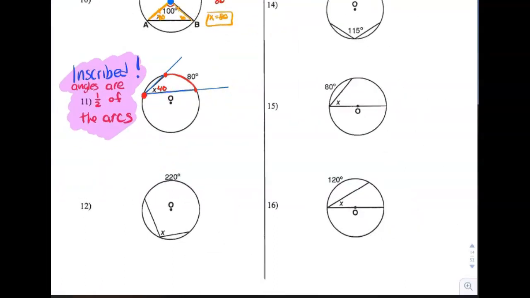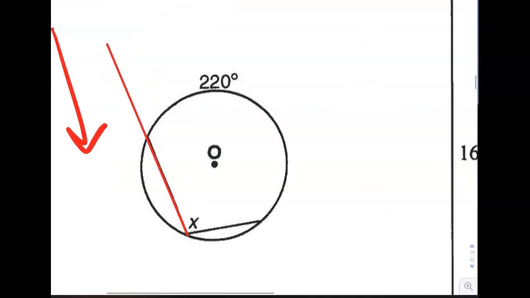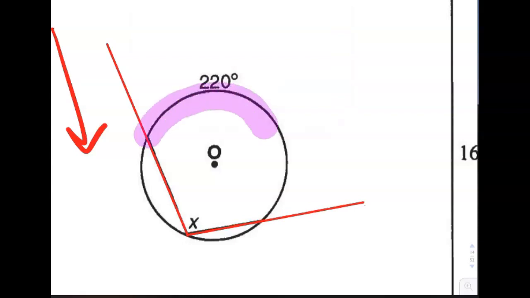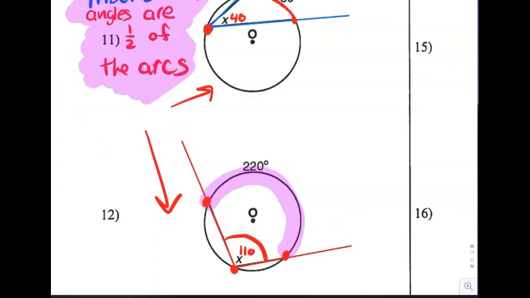So look, it happens again on number 12. This chops off this much of it, right? So if this arc from there to there is 220, then this angle would be half of that, because the vertex isn't in the center, the vertex is on the edge of the circle, so it's half. It is 110.